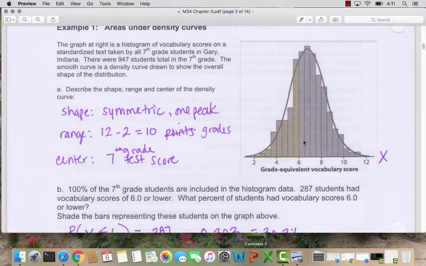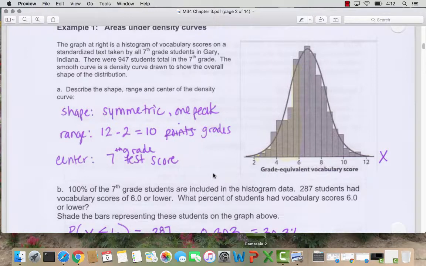And the range is from 2 to 12. Well, the range is 12 minus 2. We would say the spread is from 2 to 12, and the range is 12 minus 2, which is 10 grades. I started to say points on the test, but we can think about them as grades. And then the center is a 7th grade test score. So 100% of these 7th grade students in Indiana are included in the histogram. So we know there are 947 students total.